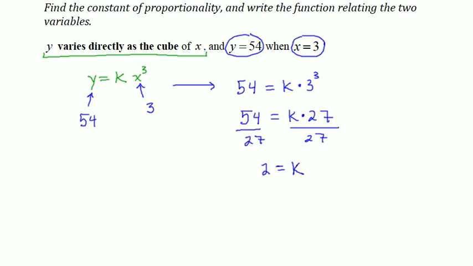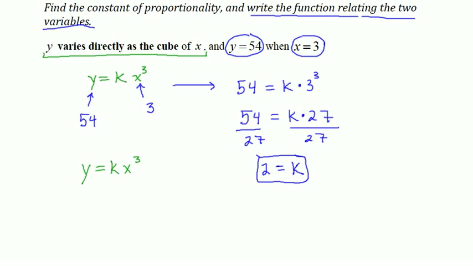This time we're not done at this stage. We're asked also to write the function relating the two variables. That means we're going to go back into this y equals kx cubed, and we're going to plug in k. I'm just going to plug in this value 2 that I found for k. I have to leave x and y as variables here.